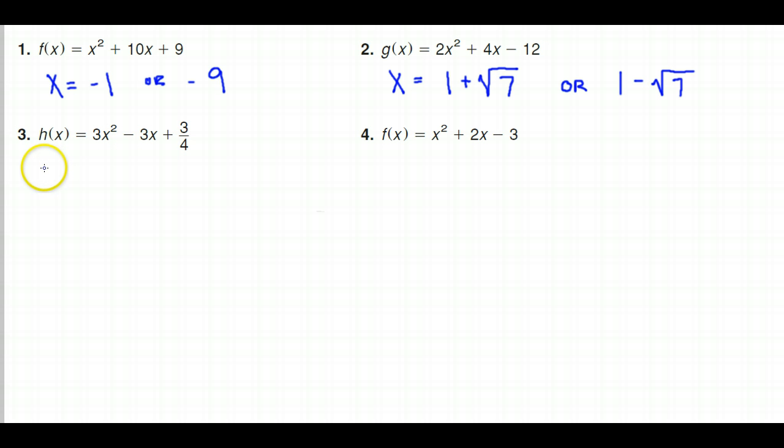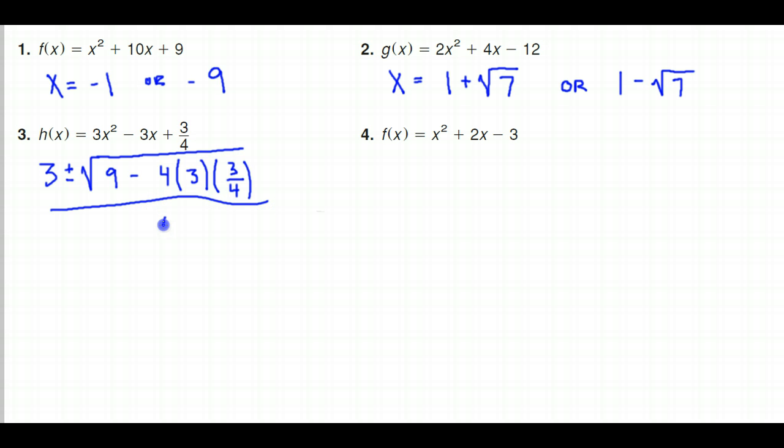So b is negative 3, so the opposite of that is 3, plus or minus the square root of b squared, so negative 3 squared is 9, minus 4 times 3 times 3/4, all over 2 times 3, which is 6.